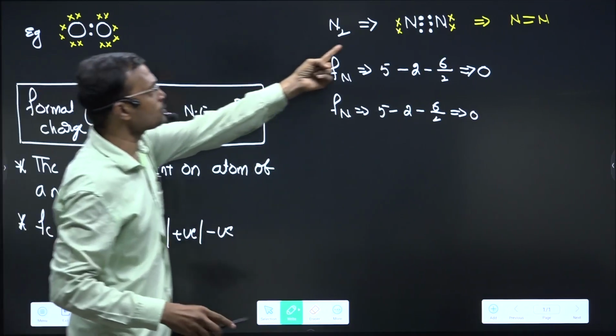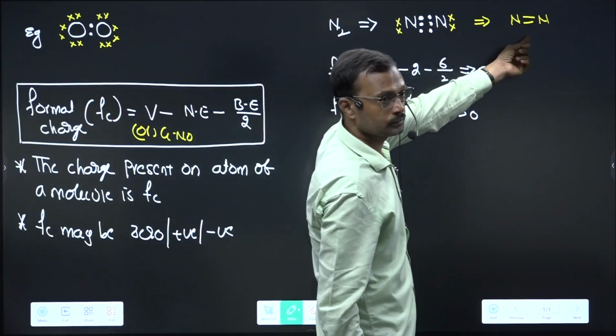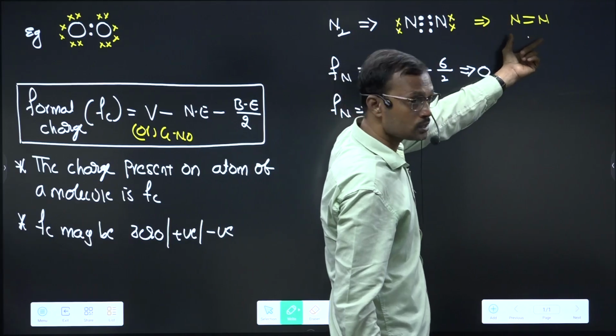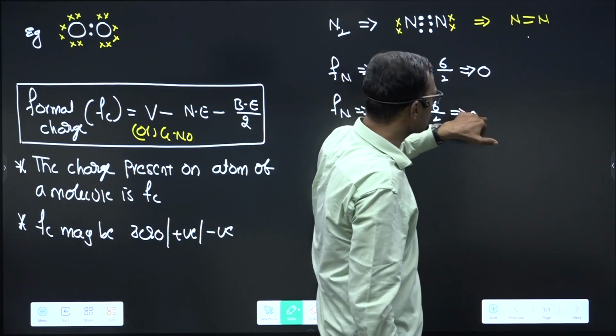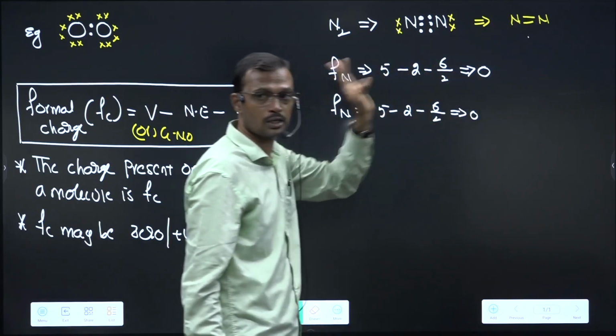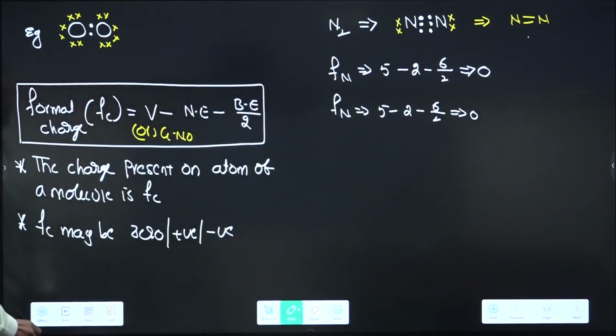Finally, this is the Lewis dot structure. This is the real structure. You need to write whether it has 0 charge, positive or negative. If there is no charge, we are getting 0, 0, don't write any charge. Leave it. N2, that is the real structure of N2. Now, we'll apply this.